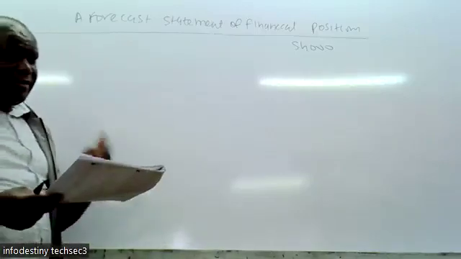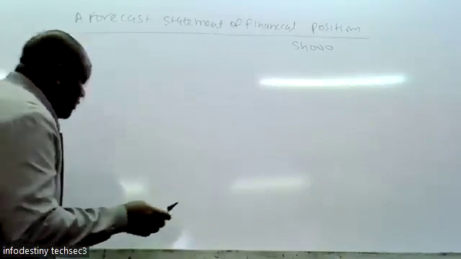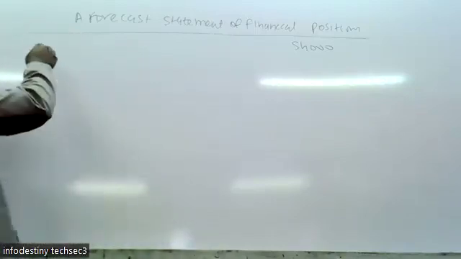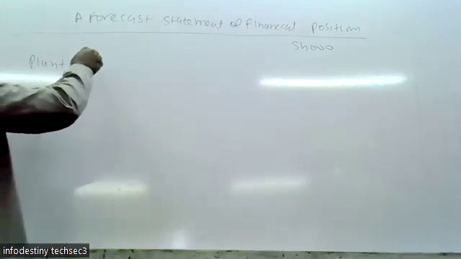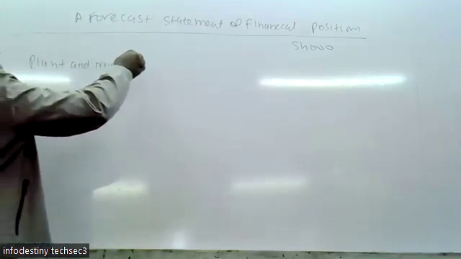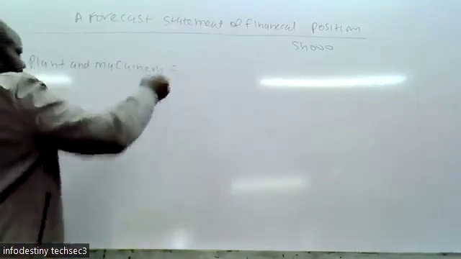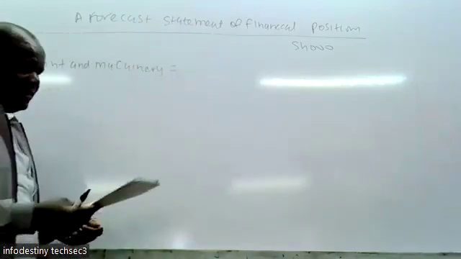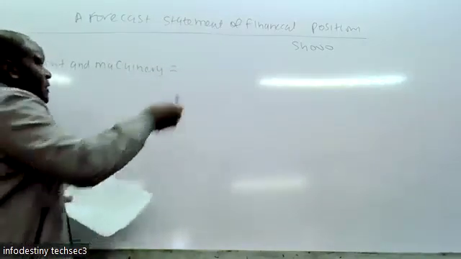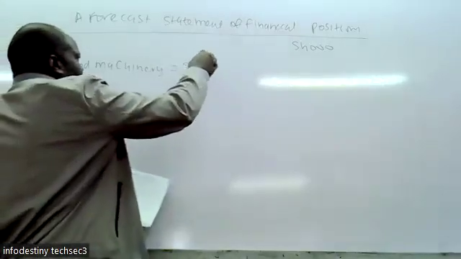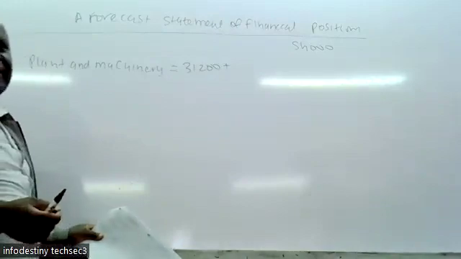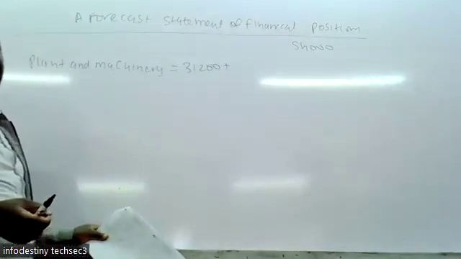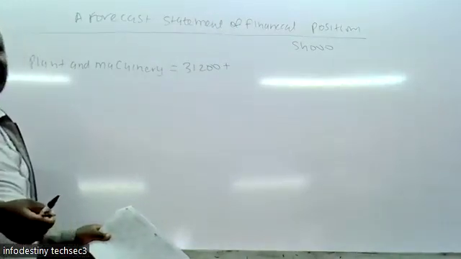So the first one will be plant and machinery. For the plant and machinery, at the moment, it is 31,200. So can you give me the increase? How much did you get as the increase in the plant and the machinery?